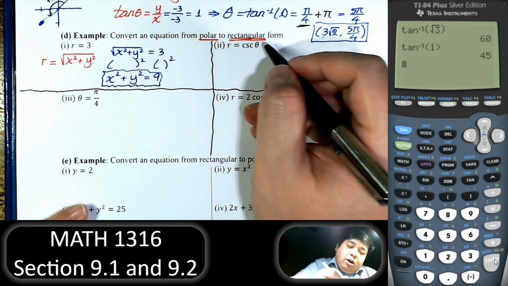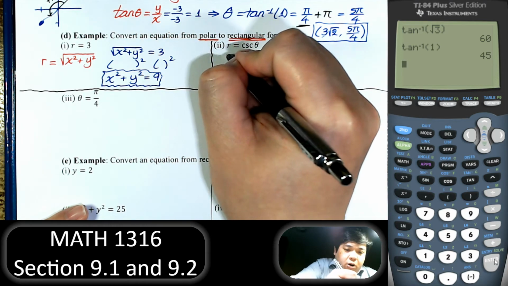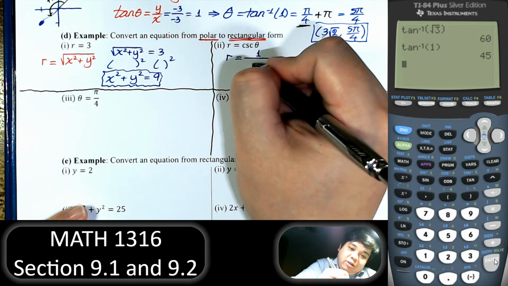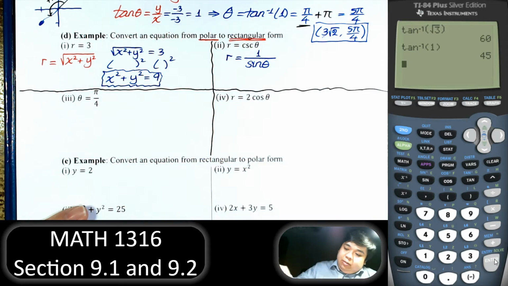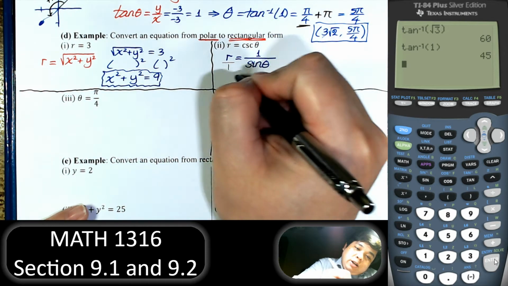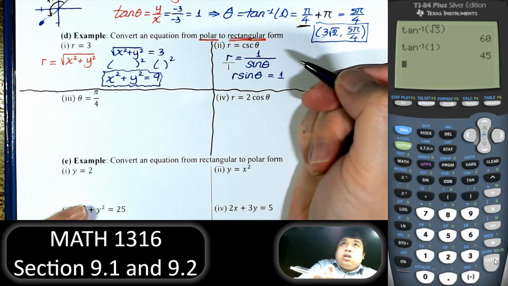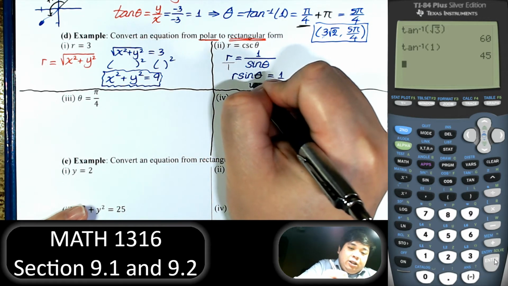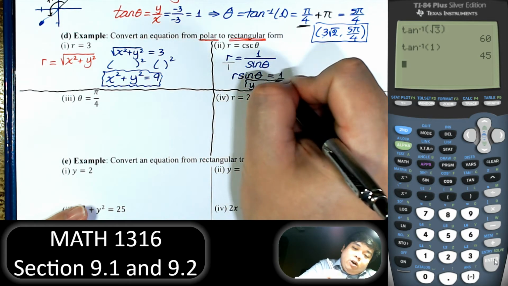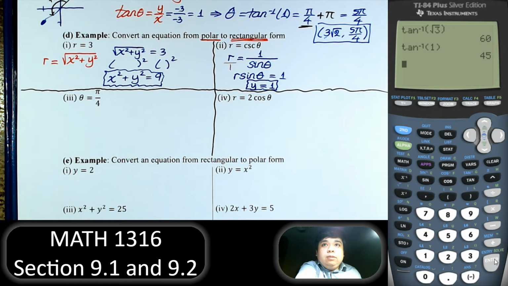And then next, r equal to cosecant of theta. Or cosecant is 1 over sine, right? And then we can cross multiply. r sine theta equal to 1. So r sine theta is y, right? r times sine is y. So y equal to 1. So that equation is equivalent to the horizontal line y equal to 1. Nice enough.